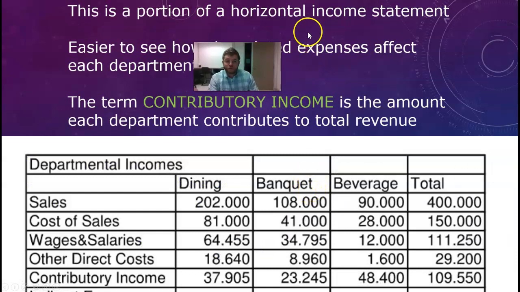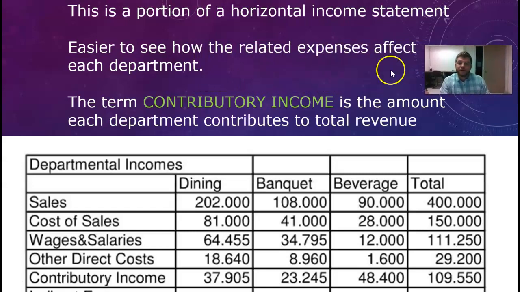So this is a portion of a horizontal income statement. You can see how it's easier to see the related expenses and how they affect each department. The term contributory income is the amount each department contributes to total revenue. You can see each of those individual areas: dining, banquet, beverage, and then we have a total.